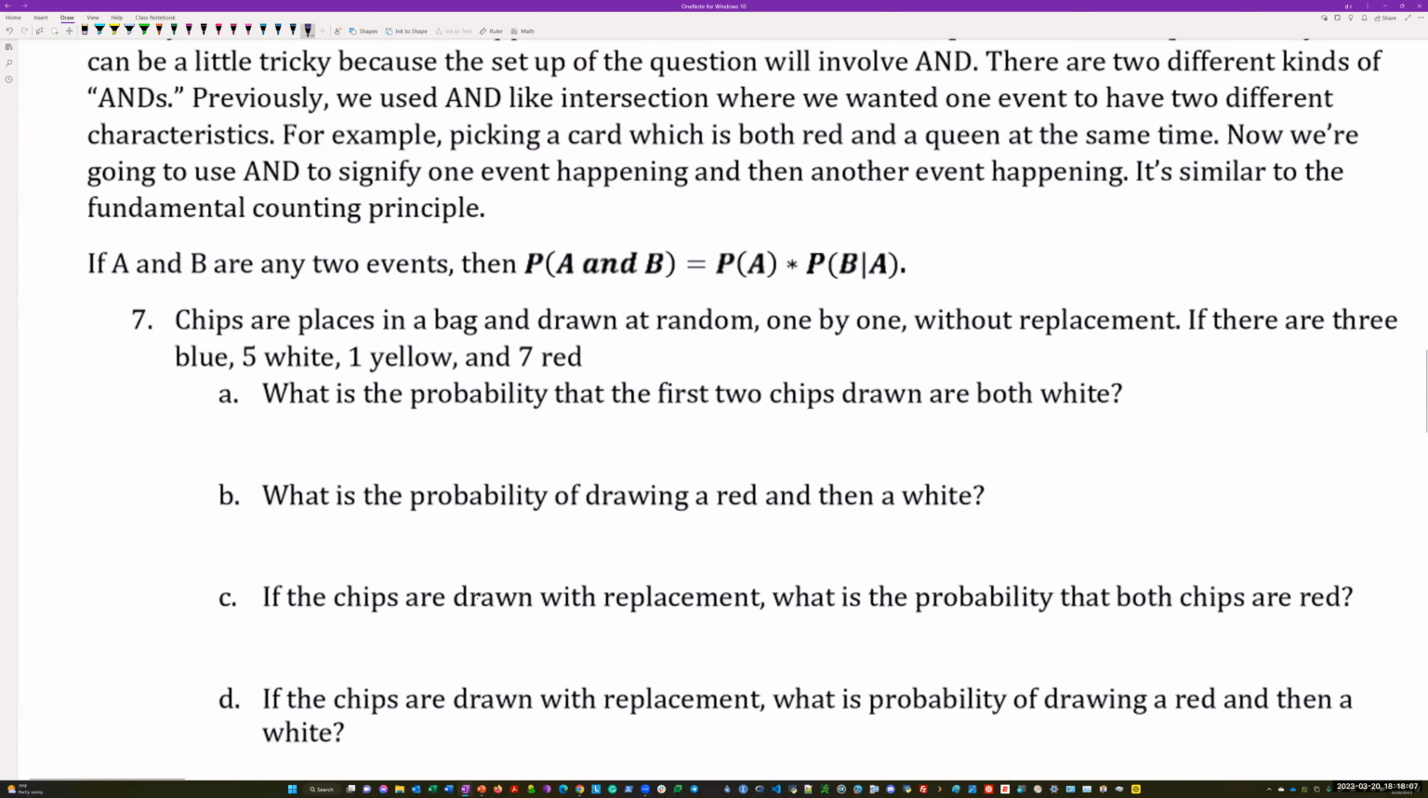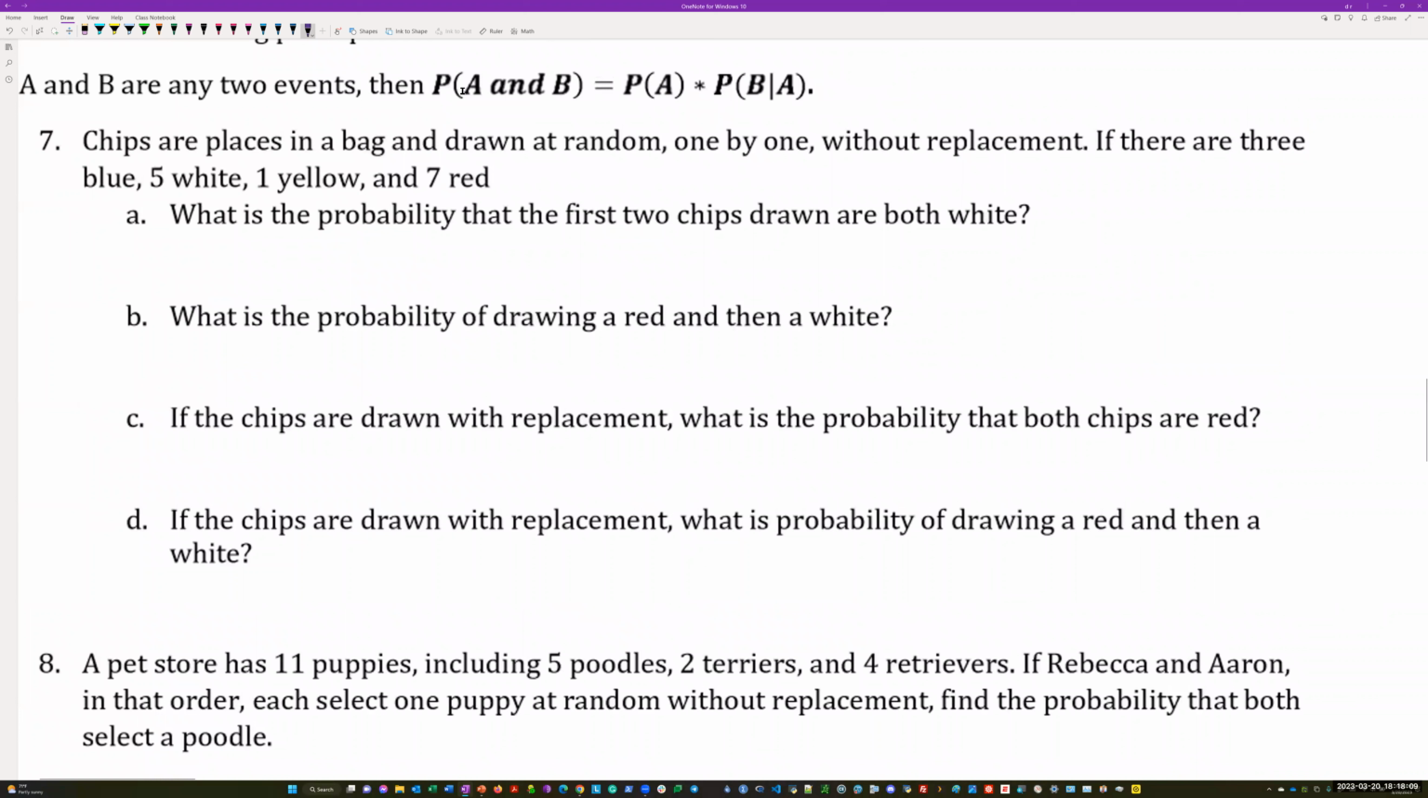All right, multiplication rule. So this one I already said here. If you have A and B, you say A, then you say B given A. Does that make sense? It's like A is the first slot and then B is the second slot. Chips are placed in a bag and drawn at random one by one without replacement. If there are 3 blue, 5 white, 1 yellow, and 7 red, what's the probability the first 2 chips are white?